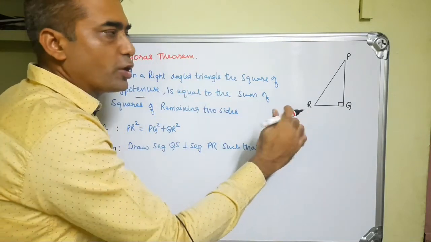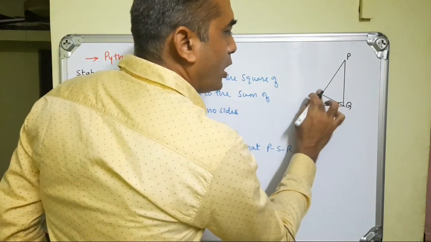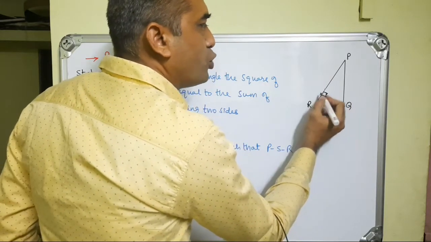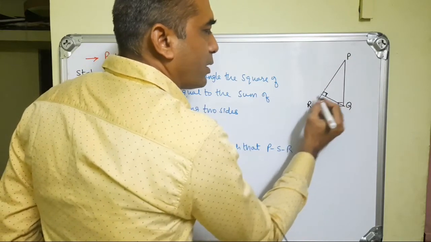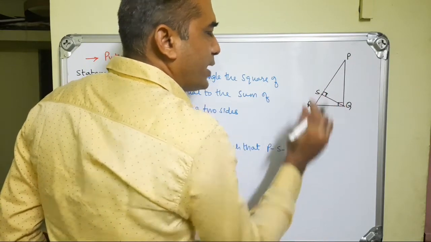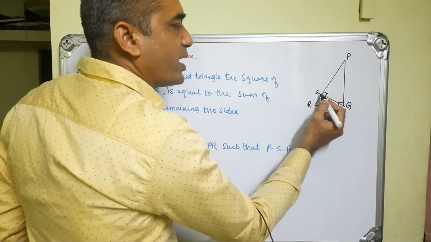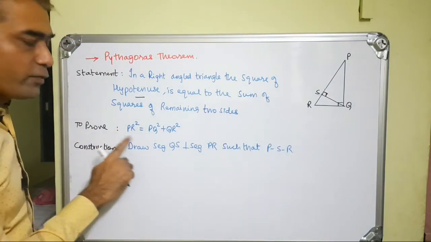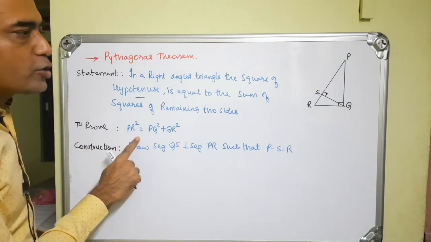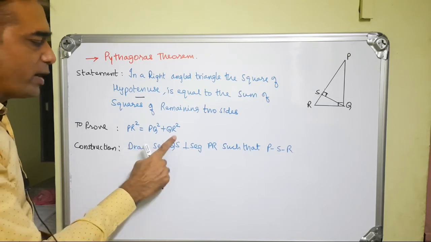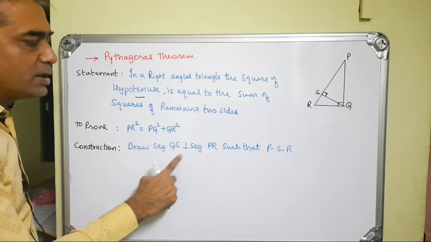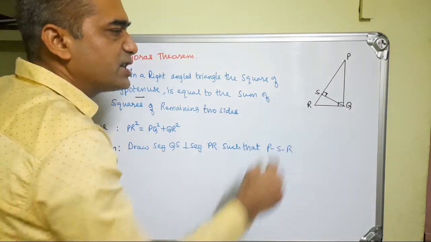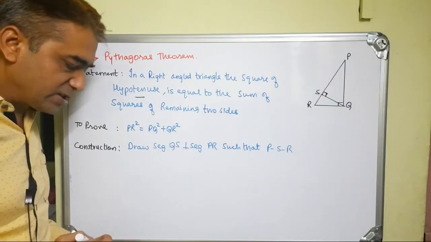Now for this theorem, we will do a construction. We will draw a perpendicular segment from vertex Q to the hypotenuse PR. Let's name this point S. So segment QS is perpendicular to hypotenuse PR. This is the construction. We have to prove that PR square equals PQ square plus QR square. Construction: draw segment QS perpendicular to segment PR such that P-S-R are collinear. Now we will start with the proof.